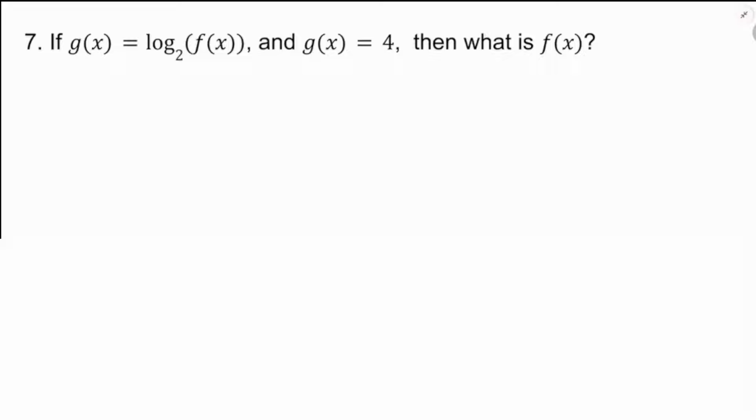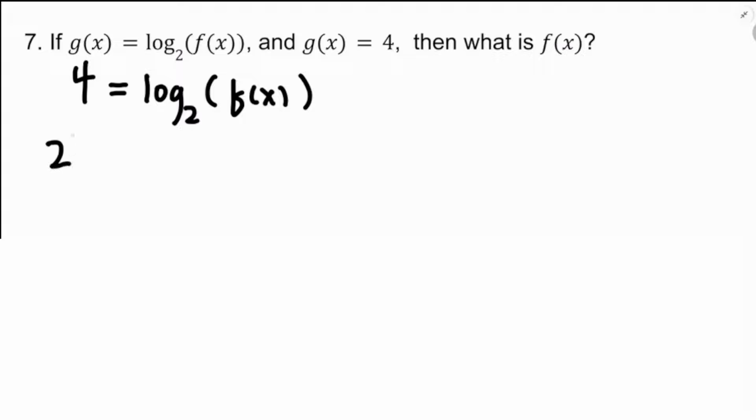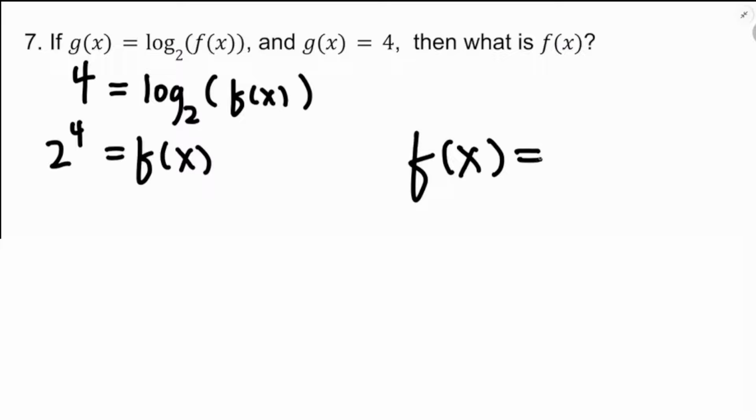All right, now number 7. If g of x is log base 2 of f of x and g of x equals 4, what's f of x? Really, you could have done this problem in the last unit, right? G of x equals 4. 4 equals log base 2 of f of x. If I want to find f of x, I need to get rid of the log, so I'm going to need to use an exponential. So I'll take 2 to both sides power. 2 to the 4 equals 2 to the log base 2 of f of x, which is just going to be f of x. So I'm going to say f of x equals 16.